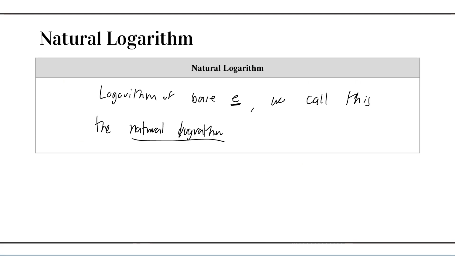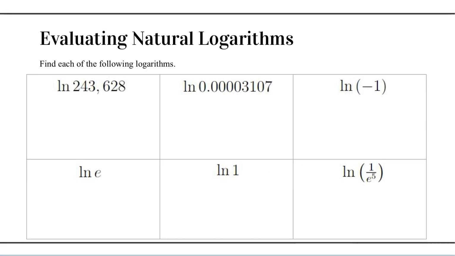And what we'll write is we'll write ln of x to be equivalent to log base e of x. So this ln right here is just a symbol that we'll use whenever we're doing a natural logarithm and we're dealing with things of base e. So you'll see what that looks like with examples right here.